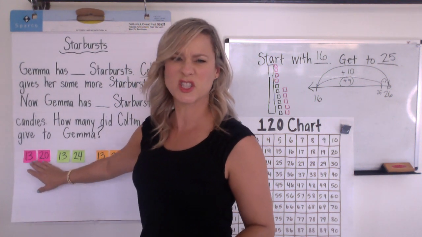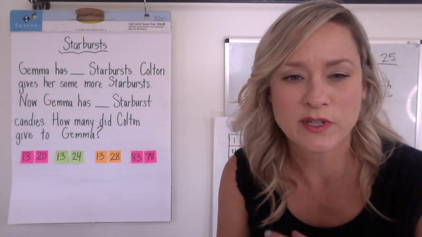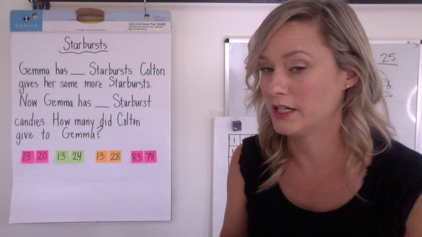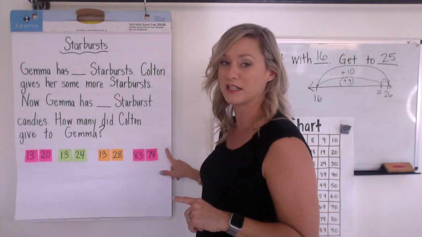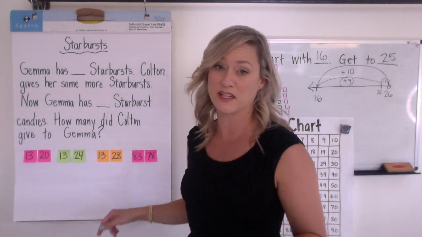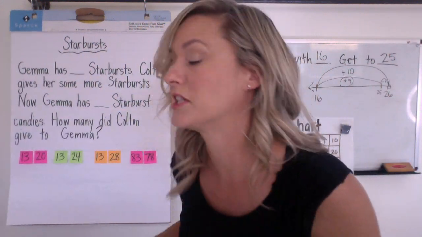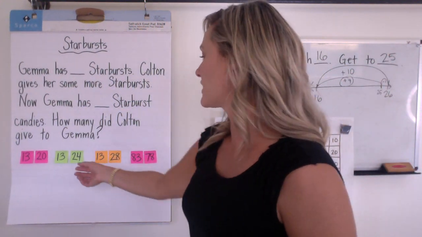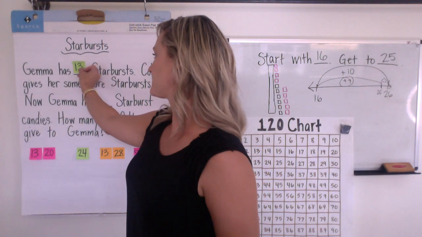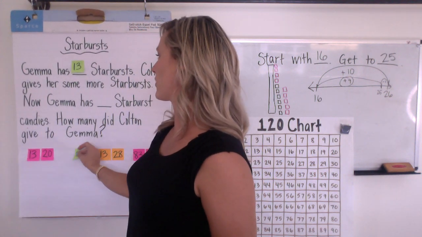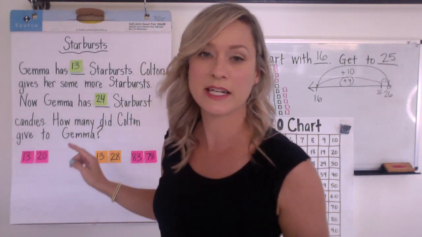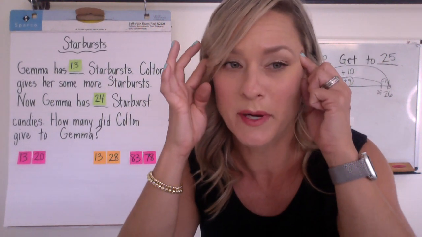Here are our number choices. 13 and 20, 13 and 24, 13 and 28. Don't even think about choosing this one unless you could solve all three of these with like the best strategy. All right, 83 and 78. So let's say we choose 13 and 24. So I need to read it again and I need to picture the story in my mind, right?